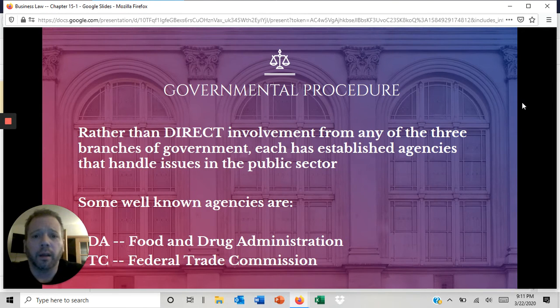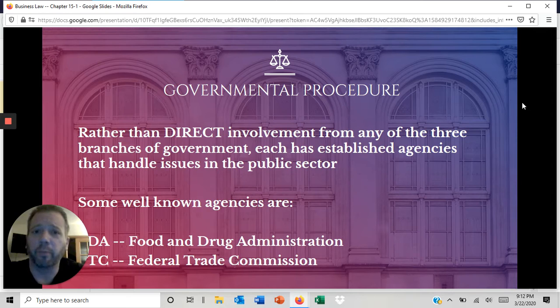Okay? Governmental procedures: rather than direct involvement from any of the three branches of government, which are the judicial, the legislative, and the executive, these branches have government agencies to do their work for them, and they handle the issues in the public sector, like the Food and Drug Administration. That is obviously one that's in the news today as they look for a vaccine or a cure for COVID-19. The Food and Drug Administration are the ones who are carrying out the legalization of any type of drugs that are distributed to the Americans, to us as citizens.